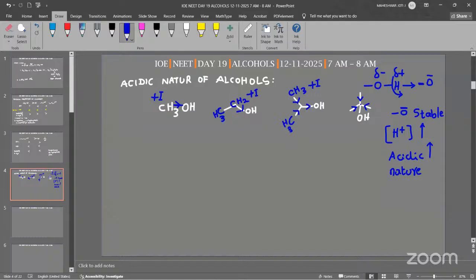So this tertiary carbon increases electron density more over oxygen when compared to isopropanol, ethanol and methanol. So methanol, ethanol, isopropanol, butanol.